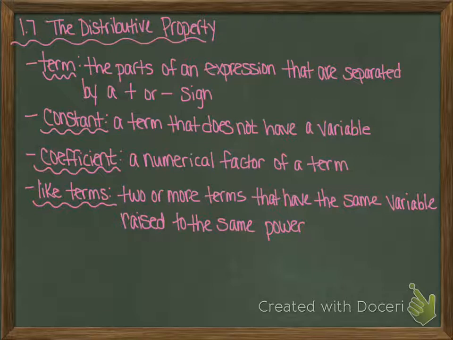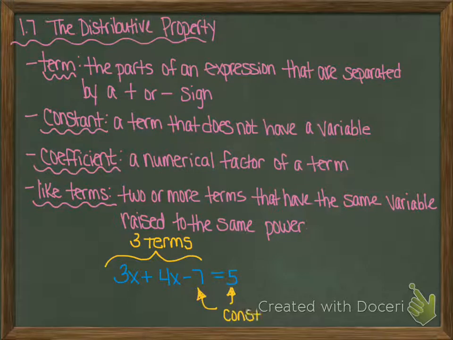So I have a diagram for us that I want us to create that'll really help each of these definitions make more sense. So let's look at the equation 3x plus 4x minus 7 equals 5. Well, on the left-hand side, the 3x, 4x, and negative 7, those are each terms. Notice there's 3 terms, and they're separated by either a plus or minus sign.